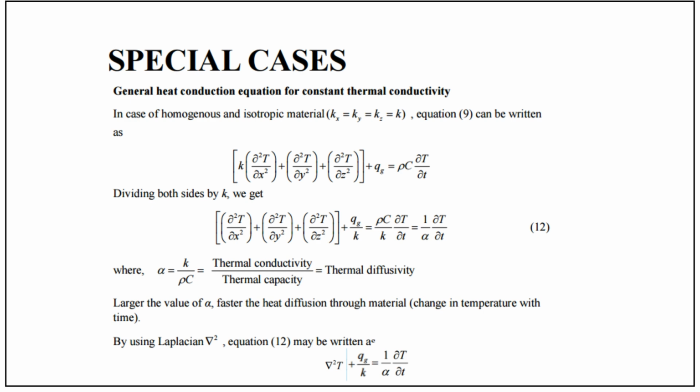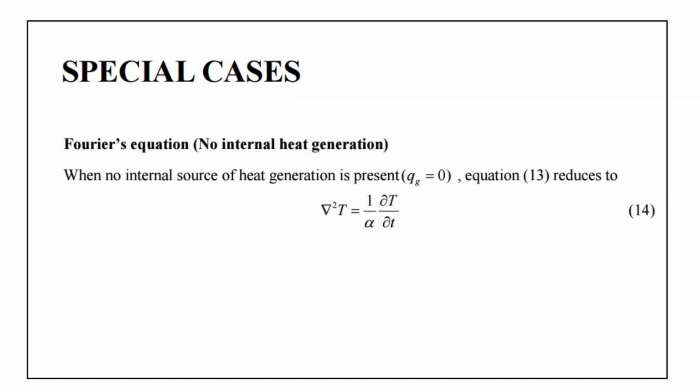Divide both sides by k: ∂²T/∂x² plus ∂²T/∂y² plus ∂²T/∂z² plus Q dot over k equals rho c over k times ∂T/∂t. Define alpha equals k over rho c. This is thermal diffusivity. Larger the value of alpha, faster the heat diffusion through the material. Using Laplacian, the equation becomes del squared T plus Q dot over k equals 1 over alpha times ∂T/∂t. Moving to next slide.